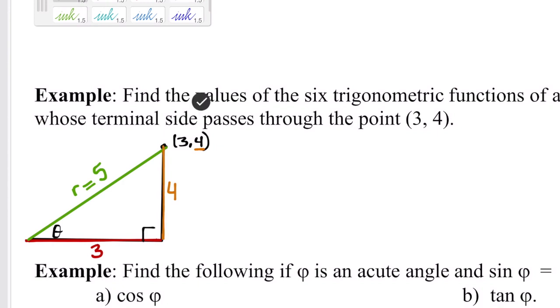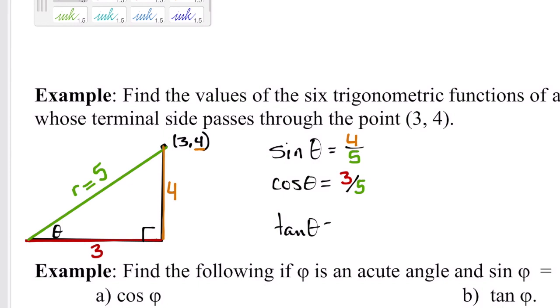There's a little right angle. So now I need to find all of the functions. So sine of our theta, again, is opposite over hypotenuse. So we're looking at 4 over 5. Cosine, we're looking at adjacent. So 3 over hypotenuse, which is still 5. And then tangent, we're looking at opposite over adjacent, so 4 over 3.